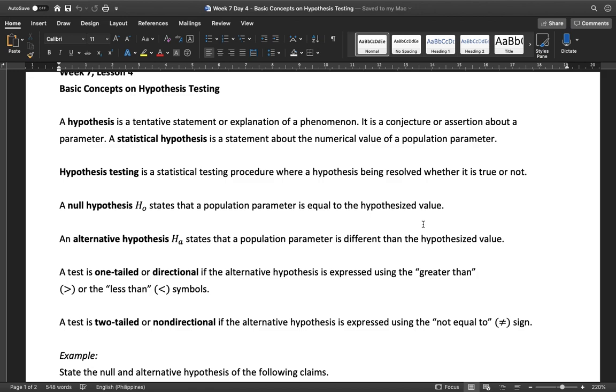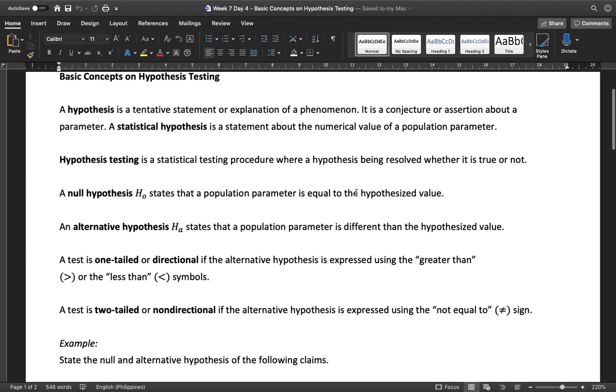Let's say, ang distance niya ay 2 standard deviations away or 3 standard deviations away. We say that it's far from the population mean kasi outlier na yun eh. So we cannot say that the parameter is equal to the hypothesized value. So from there, nire-reject natin yung null hypothesis.